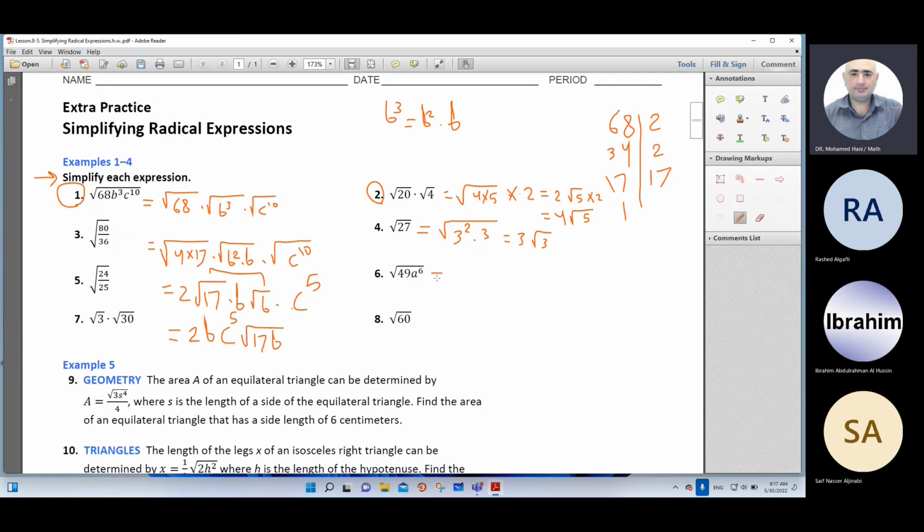For this example, what is the square root of 49? 7. What is the square root of A to the 6? Take the exponent and divide by 2, so it will be 3. So A cubed.